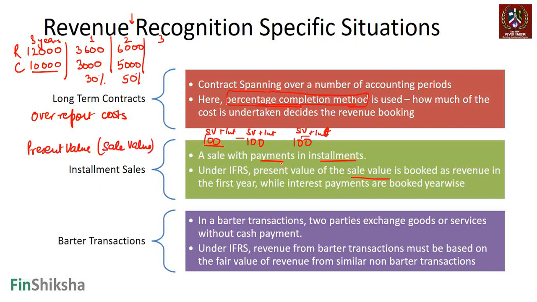So if you're selling a car, for example, for 3 lakhs, maybe 1 lakh comes in the first year, 1 lakh in the second year, and 1 lakh in the third year. So 1, 2, and 3. So we are saying that the car's cost maybe is 2.7.